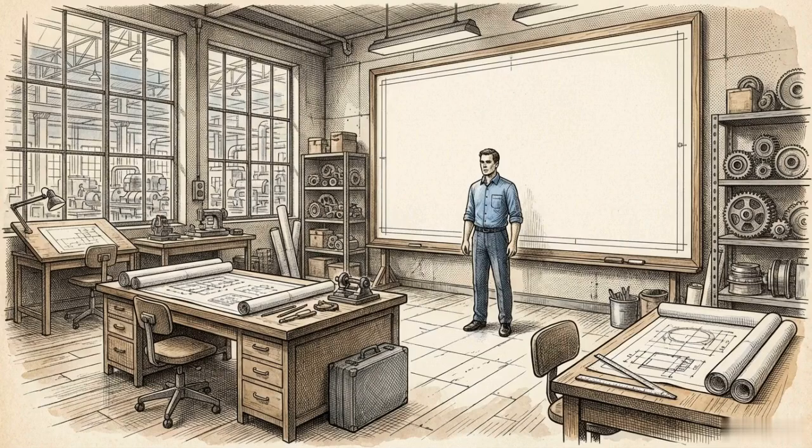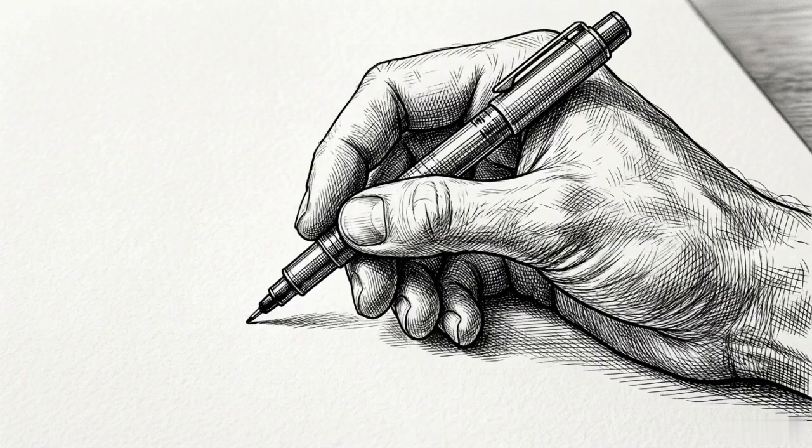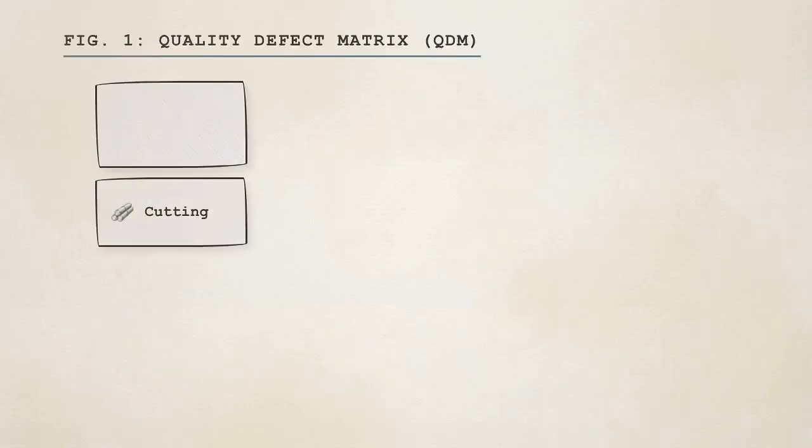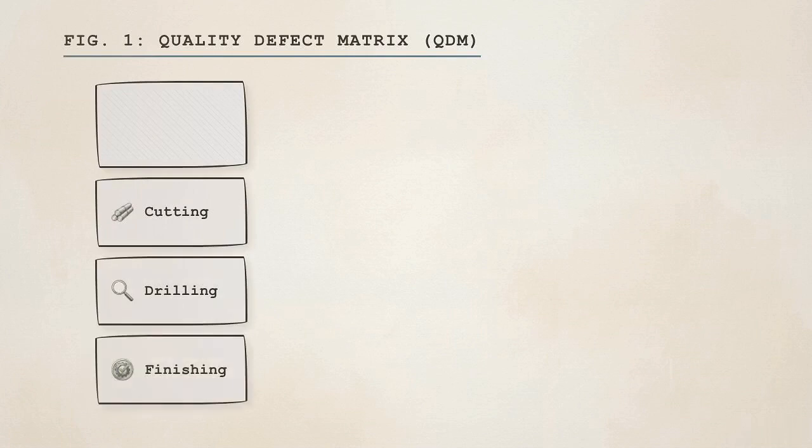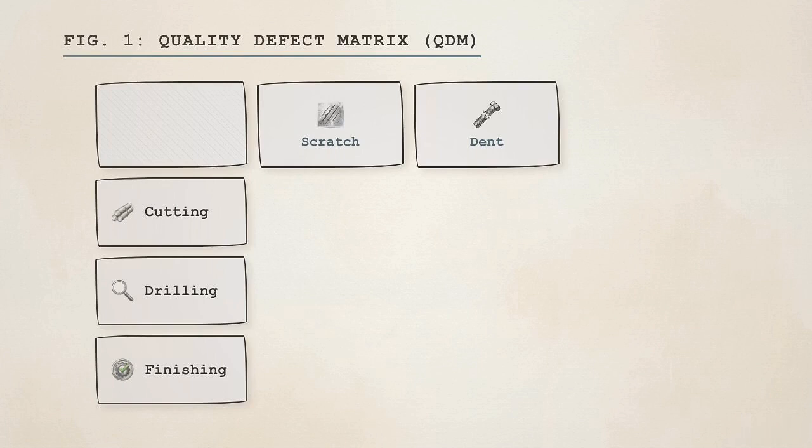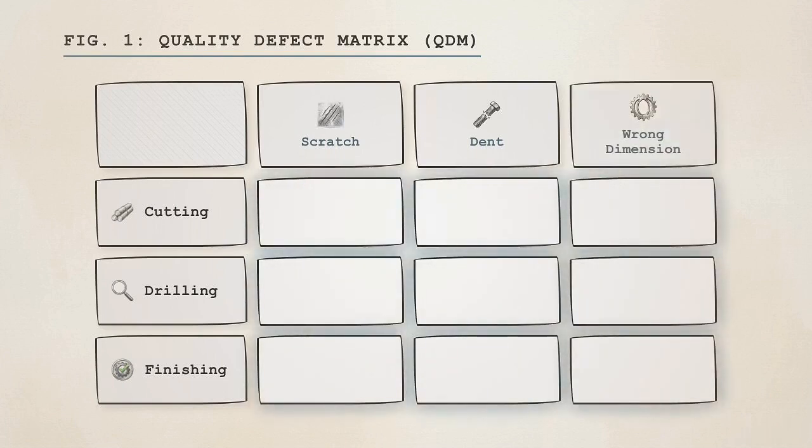Now we begin the physical construction phase. For this, you can open a blank spreadsheet or draw a large grid on a whiteboard. We set up our y-axis first. The process stages, cutting, drilling, and finishing, populate the rows on the left. Next, we build the x-axis across the top, plotting our defect types into columns with headers for scratch, dent, and wrong dimension. The empty cells at the intersection of these rows and columns are where the diagnostic work happens.